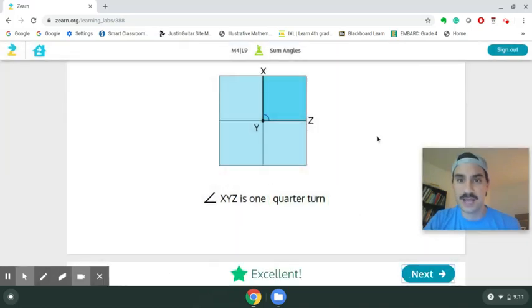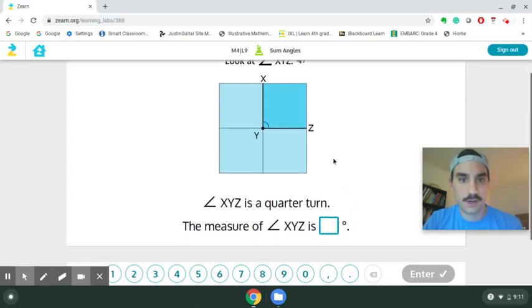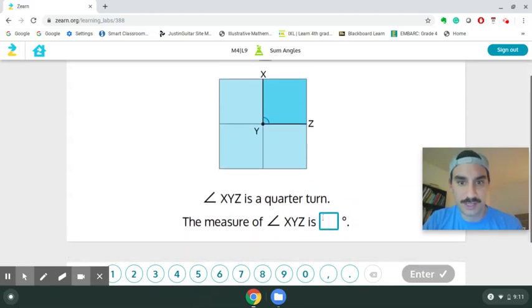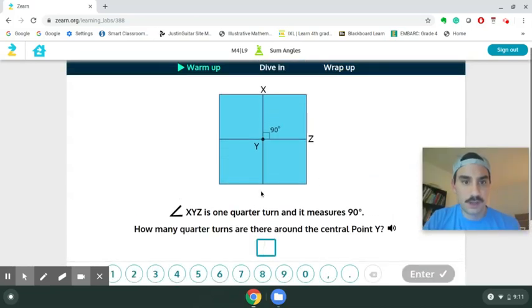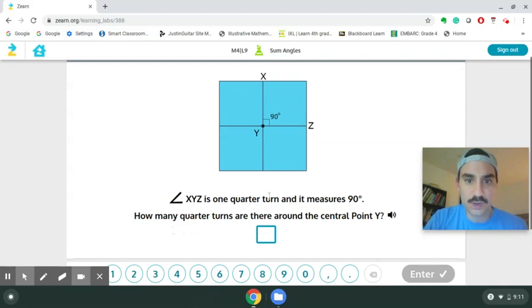Nice job. And this is 1/4 because it's 1 out of 4. I like to think about it like money, right? If you have 1/4, you have 1/4 of a whole dollar. All right, and that measure is 90 degrees because it's just one turn. It's just a quarter of a turn. One right angle. Nice job. All right, angle XYZ is 1/4 turn and it measures 90 degrees, just like we investigated.